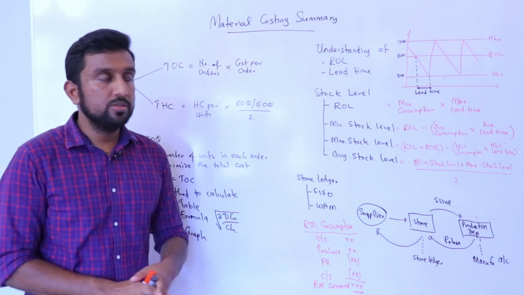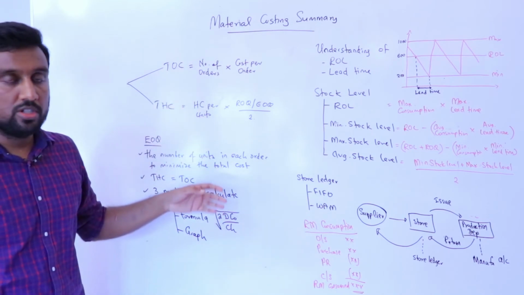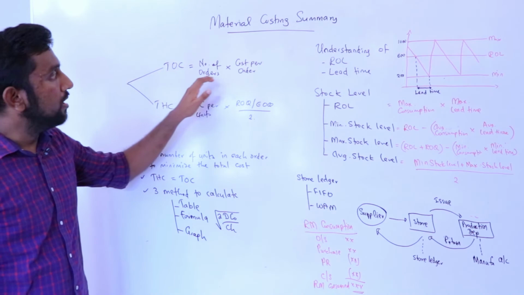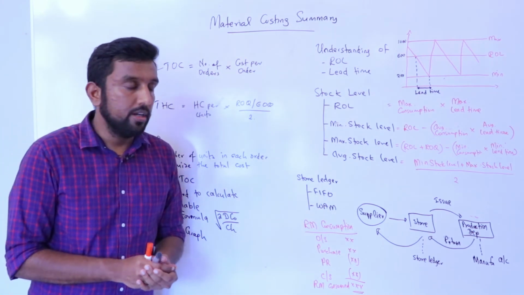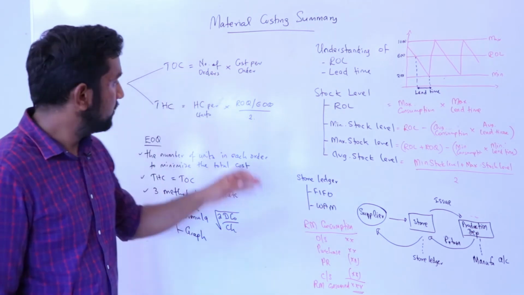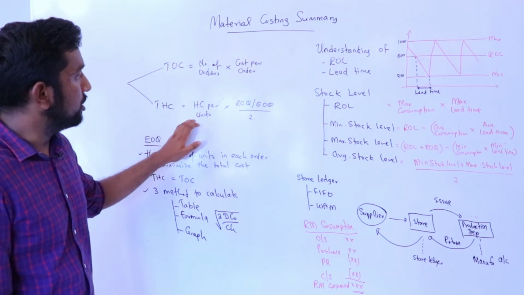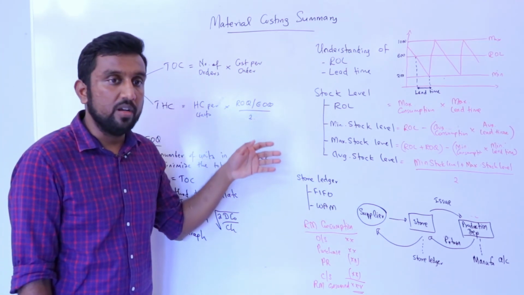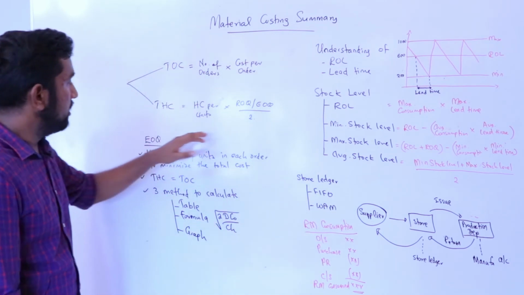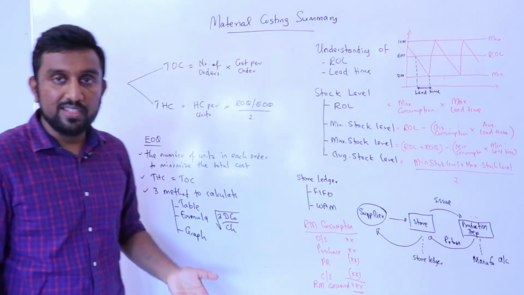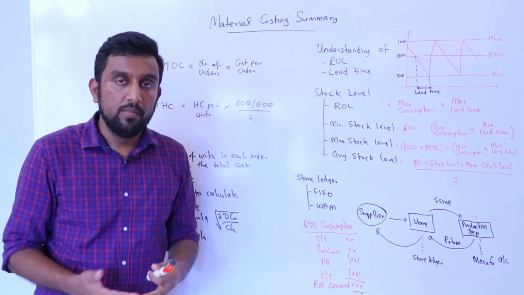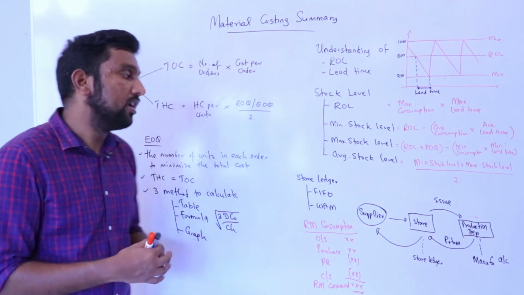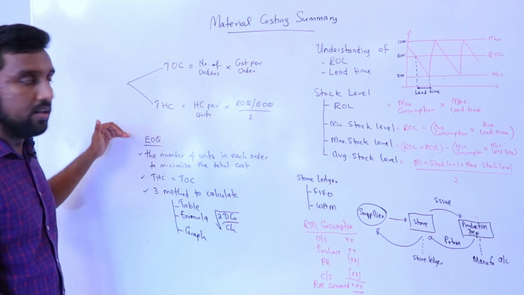I have introduced the two costs related to material costing, which are total ordering cost and total holding cost, and the formula for that, right? Number of orders into cost per order, and holding cost per unit into ROQ or EOQ divided by 2. Why divided by 2? Because you have to get the average, right? This is how the normal business starts its operation. After some time, they plan to reduce the cost, so they come up with the idea to find EOQ.